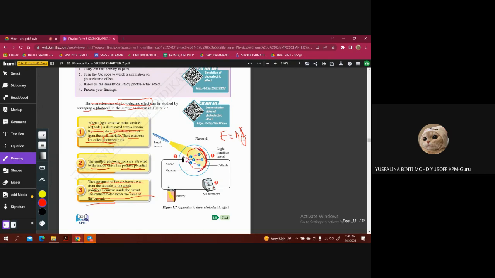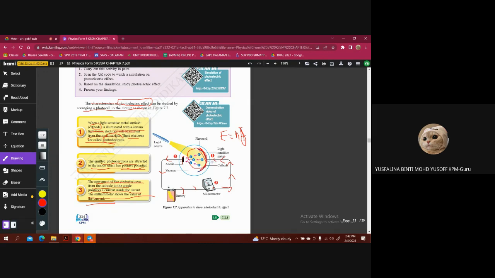Okay, so since we already know this is the cathode, because this is where we emit the electrons, that's why we have to put this one as the cathode. Then this part is the anode. You already know different charges will be attracted to each other, so the negative will be attracted to the positive. Then the movement of the photoelectrons, the movement of the electrons from here to here, will produce the current. Okay, you can see the direction.